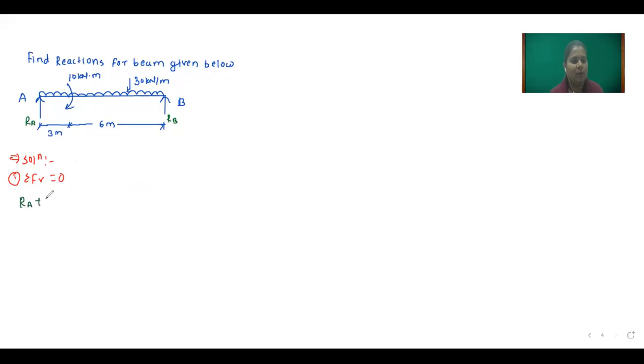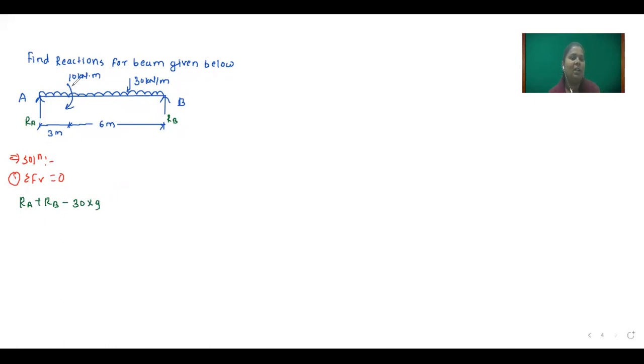RA plus RB. The next force is this uniformly distributed load, which is acting in the downward direction. So minus 30 into 9.